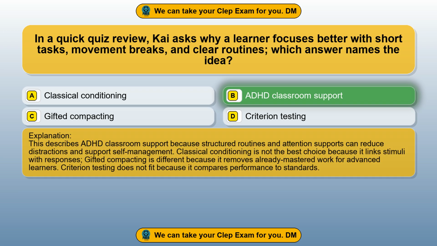This describes ADHD classroom support because structured routines and attention supports can reduce distractions and support self-management. Classical conditioning is not the best choice because it links stimuli with responses. Gifted compacting is different because it removes already mastered work for advanced learners. Criterion testing does not fit because it compares performance to standards.